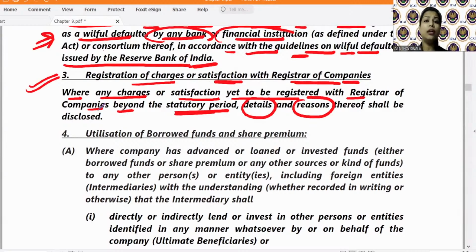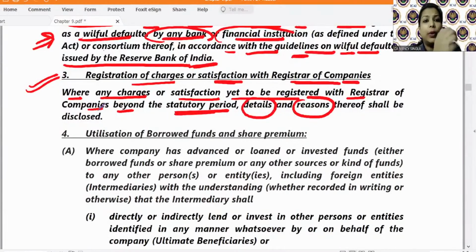So if you get a question that during the course of audit, you are the auditor of so and so company, and during the course of audit, while you were going through the fixed asset register, you saw that there are certain charges that were created during the year. So what are the disclosure requirements with respect to registrar of charges? What audit procedures you will perform? So what will you mention?